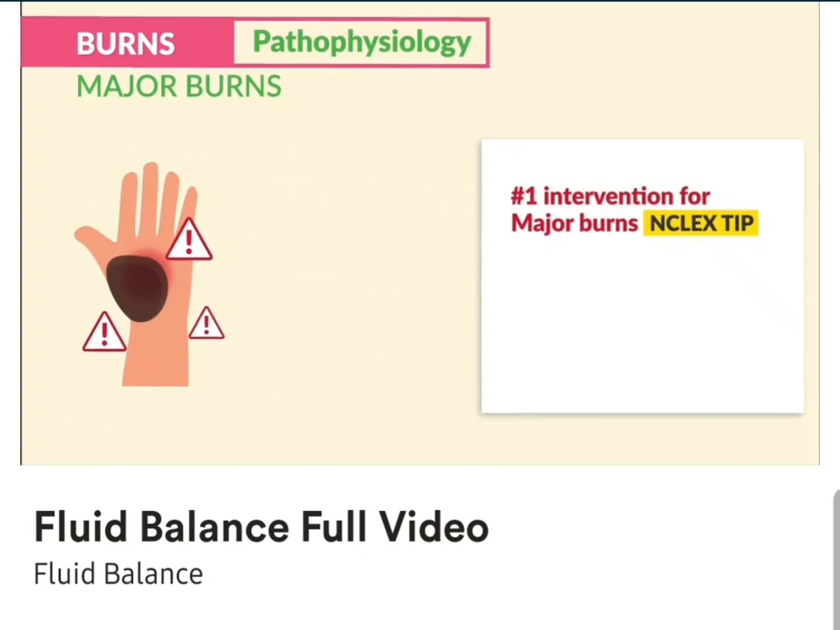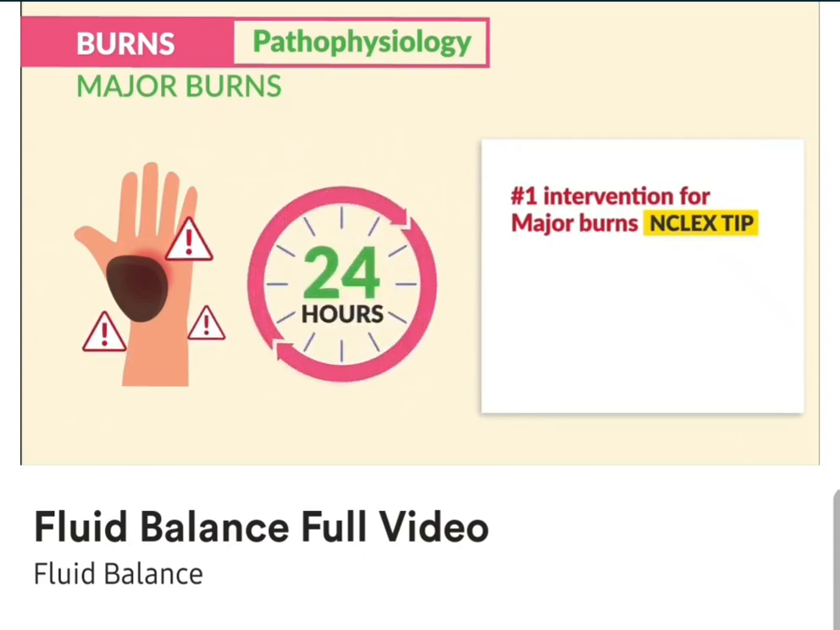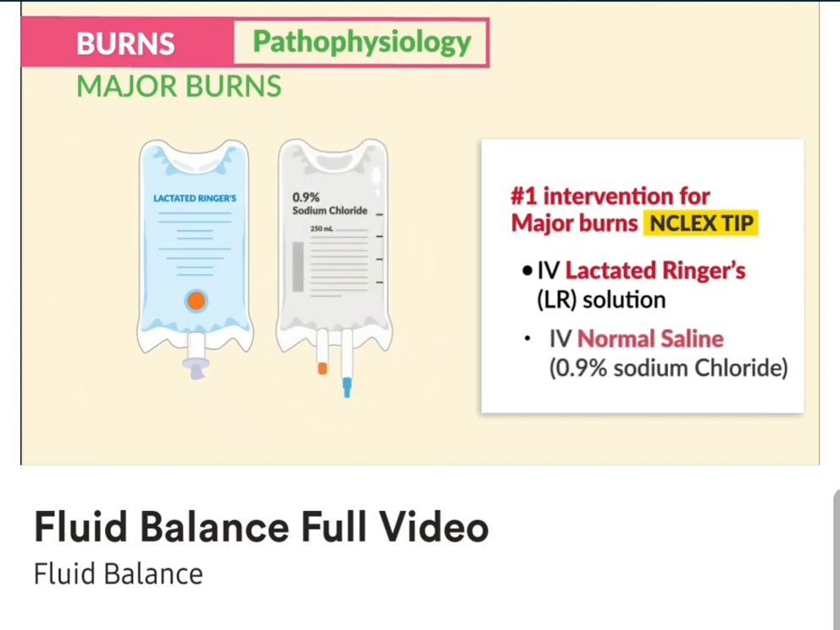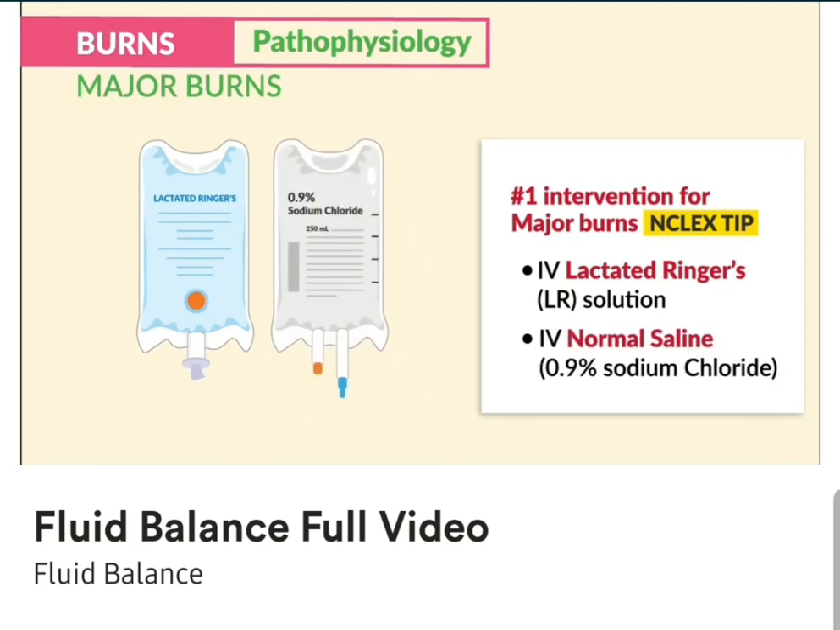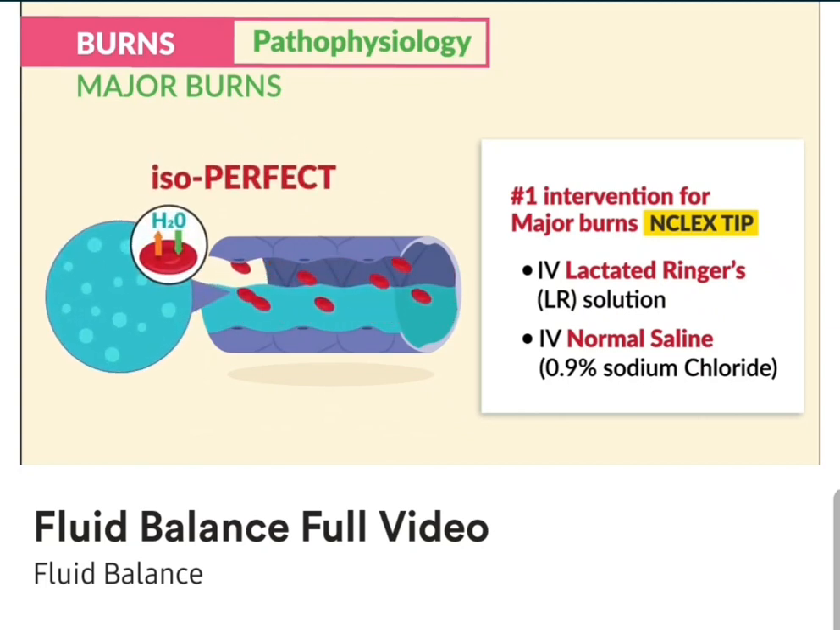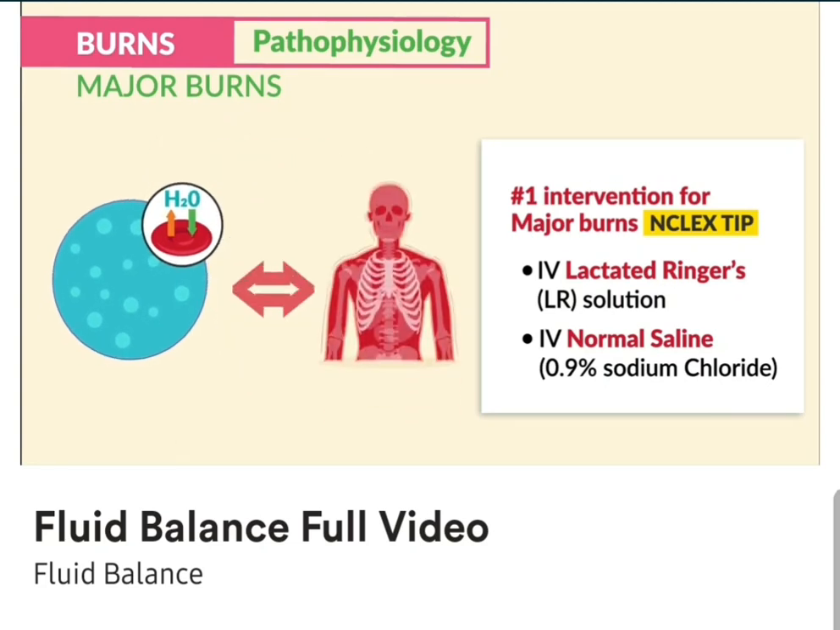This is why the number 1 intervention for major burns in the first 24 hours, and big NCLEX tip, so write down these key terms: IV lactated ringers, or LR solution, and IV normal saline, that 0.9% sodium chloride. These 2 will help save lives. They are isotonic fluids, which we call isoperfect fluids, since they stay inside the veins longer than any other solution, as it closely resembles the chemical composition of human blood.